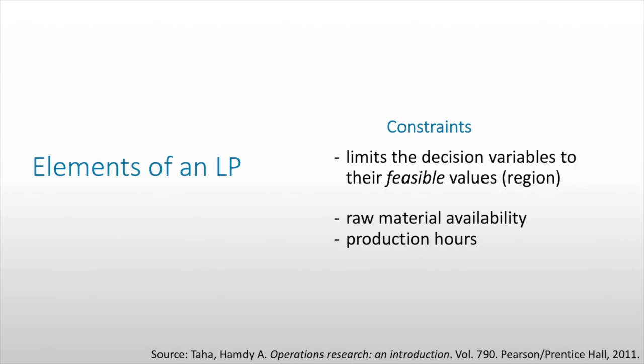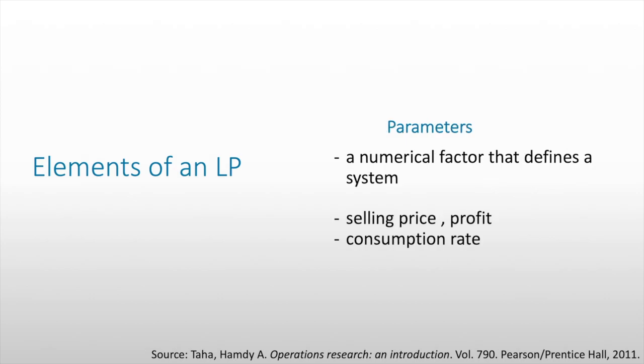And then we have the set of constraints, which limits the decision variables to their feasible values, or, if you are going to graph them, the feasible region. The most common examples for this would be raw material availability and production hours. And then lastly, parameters. A parameter is a numerical factor that defines a system. For example, the selling price, or profit, or consumption rate.